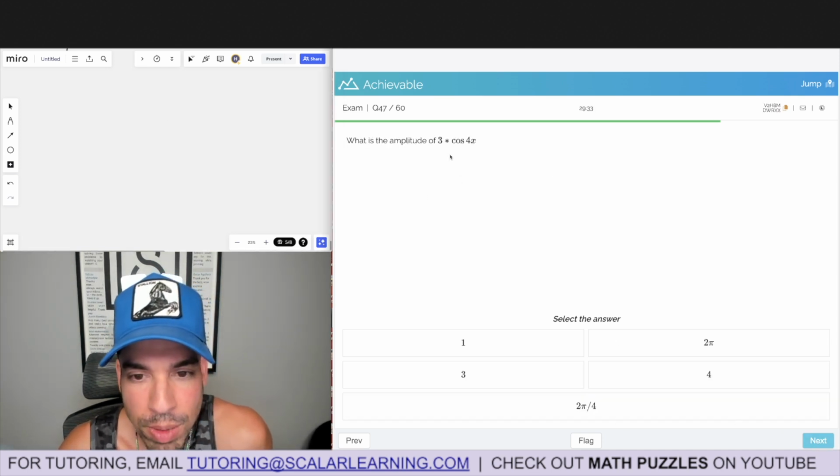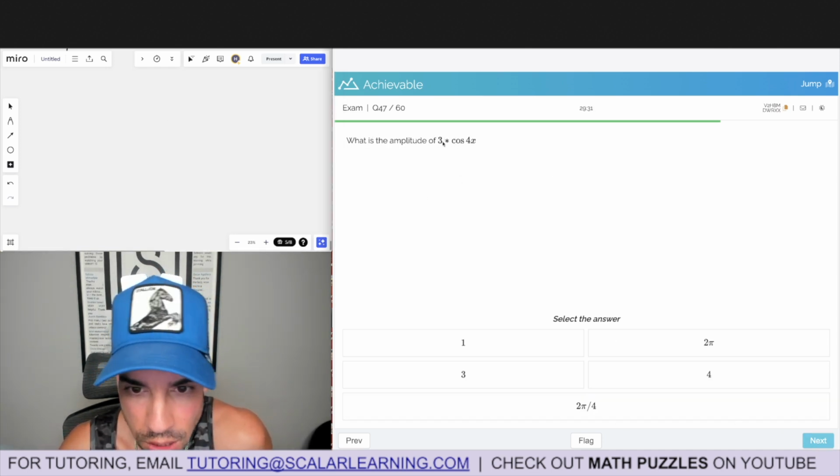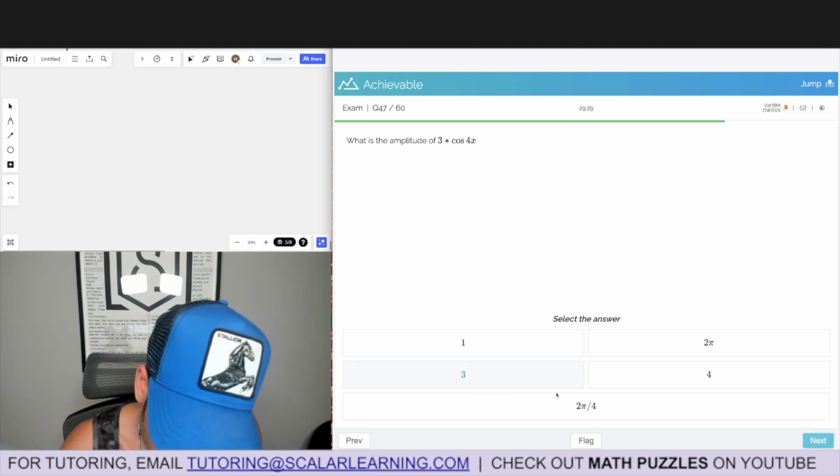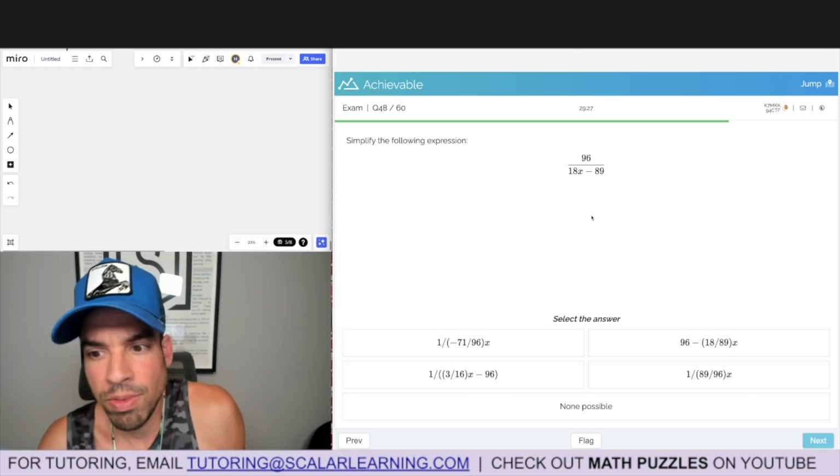What is the amplitude? It's 3. It's the number in front of the cosine function. So amplitude is 3. That's it. Simple. Boom, done. Simplify the following expression.